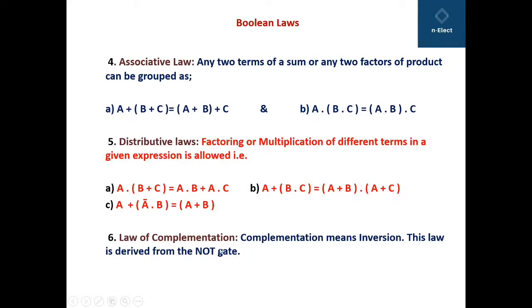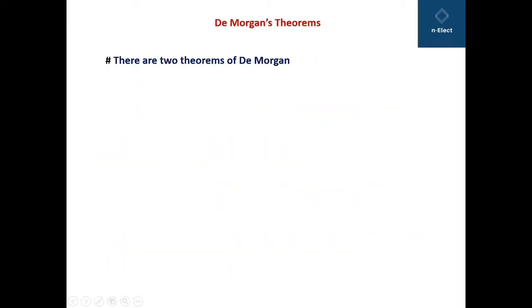Then the law of complementation. Complementation means inversion, that is 1 converting into 0 and 0 converting into 1. This law is derived from the NOT gate because it is basically a NOT gate operation. According to this law, A double bar equals A. If A equals 0, 0's bar will be 1 and 1's bar will be 0. So for 0 you will get 0, and for 1 you will get 1.